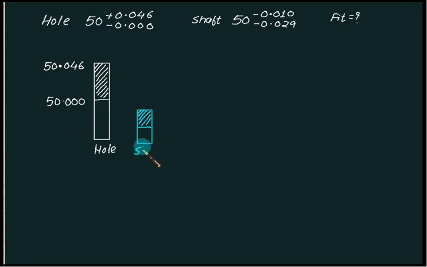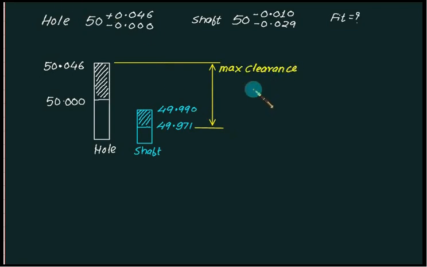This one is the tolerance band, this one is the shaft with the maximum size of 49.990 and minimum size of 50 minus 0.029, which is 49.971. So naturally we have a clearance fit here, and we can have a maximum clearance if we select the maximum hole size and minimum shaft size. So this difference represents the maximum clearance. 50.046 minus 49.971 equals 0.075 mm. Multiplying by 1000 to this value will give microns. So we have 75 micron.